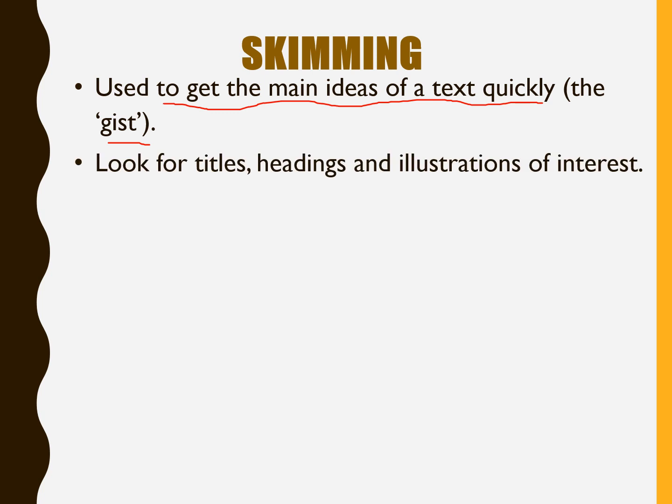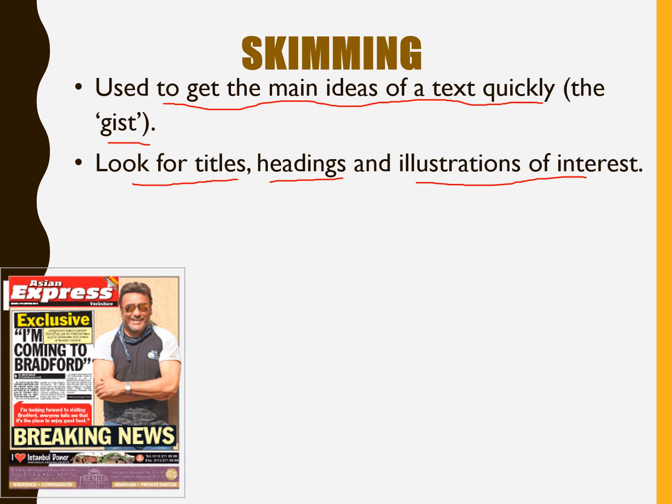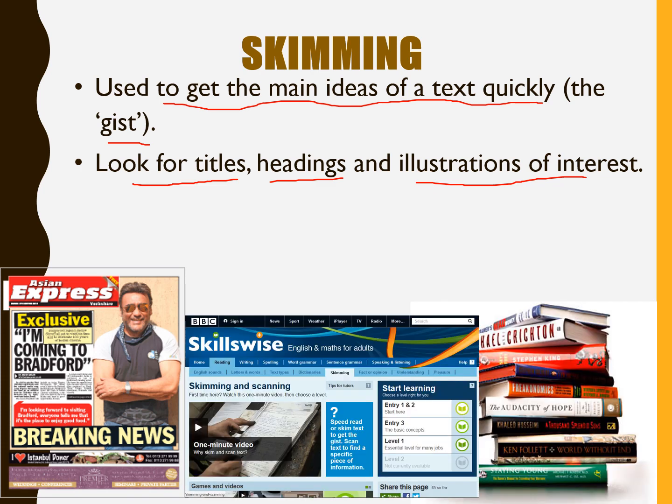Whenever you skim the text, you are supposed to look only for the titles, headings, and illustrations of interest. If you look at the examples given to you, this is how you are supposed to skim the text: by looking at the big headings and any other titles given here, and looking for other illustrations of your own interest.